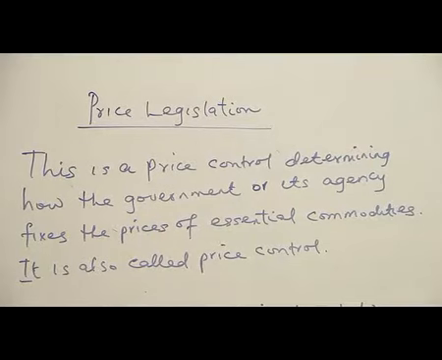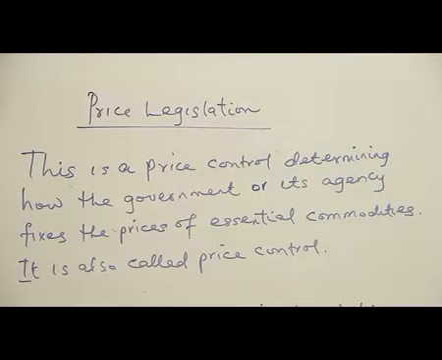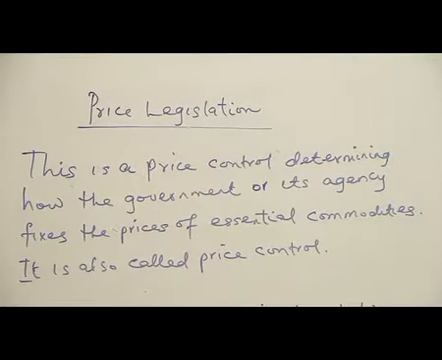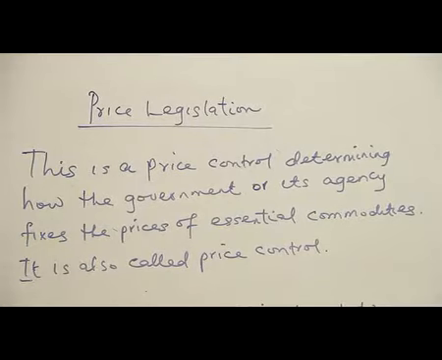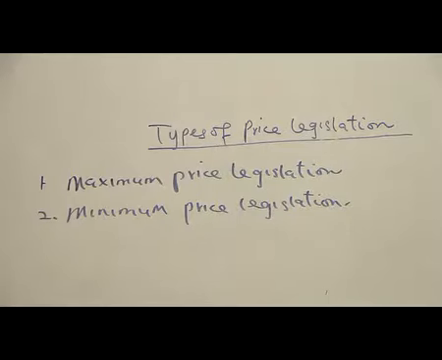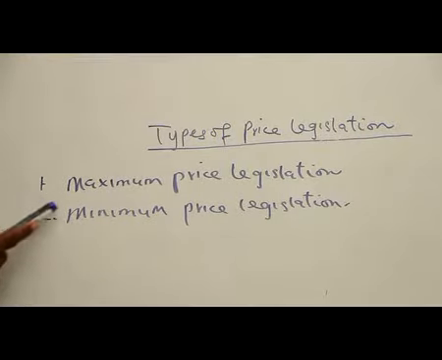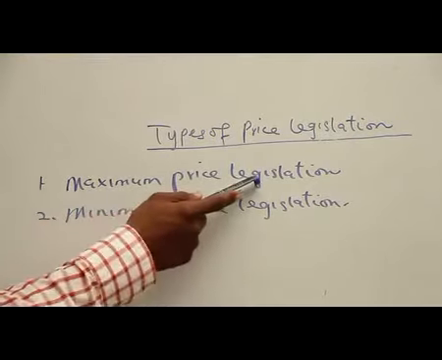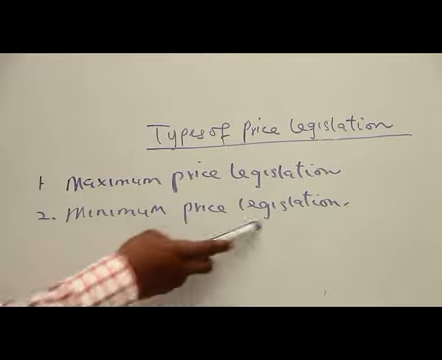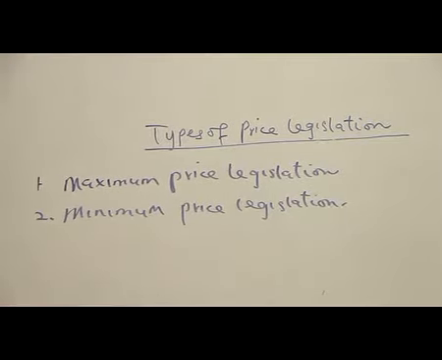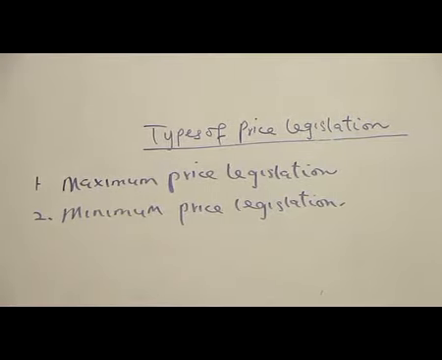So that is why we have price legislation or price control, in order to ensure that goods and services are priced accordingly so that the economy can move forward. Types of price legislation, that is, types of price control. The first one we call maximum price legislation, or maximum price control. The second one we call minimum price legislation, or minimum price control.